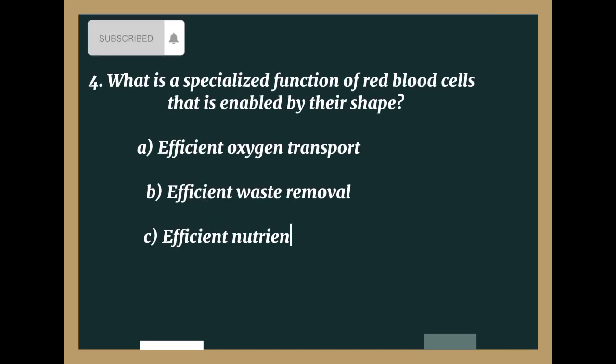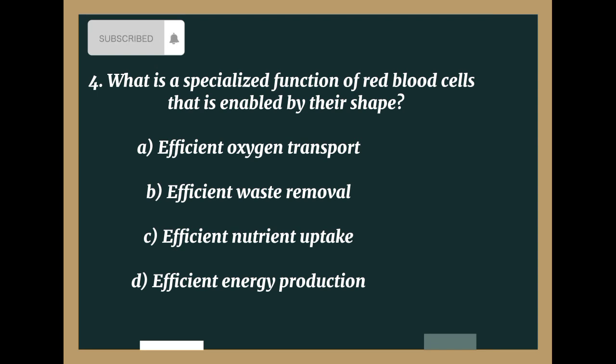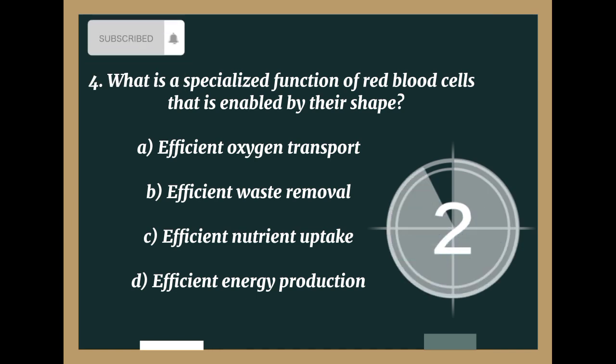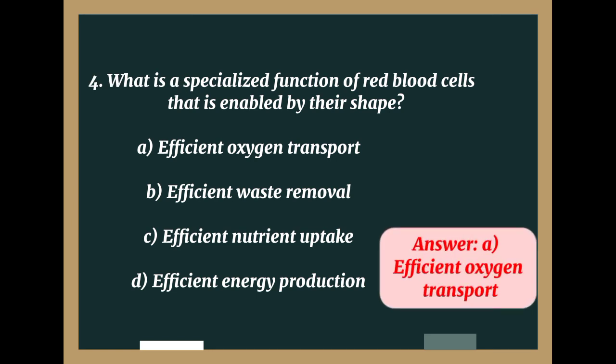4. What is a specialized function of red blood cells that is enabled by their shape? A. Efficient oxygen transport. B. Efficient waste removal. C. Efficient nutrient uptake. D. Efficient energy production. Answer A. Efficient oxygen transport.